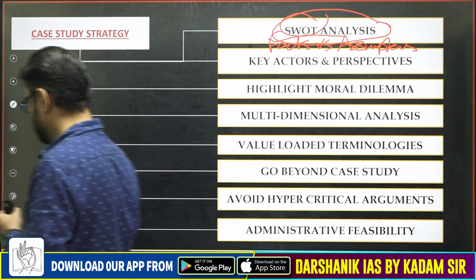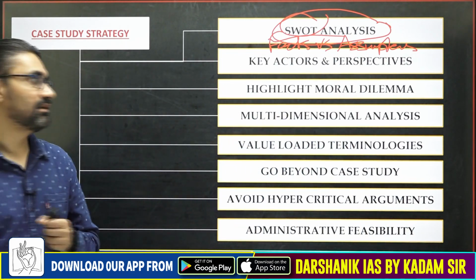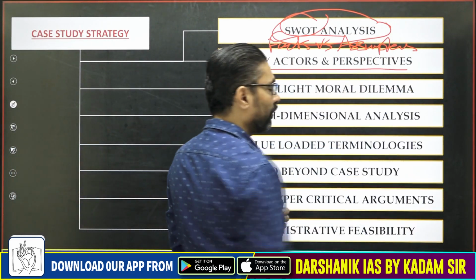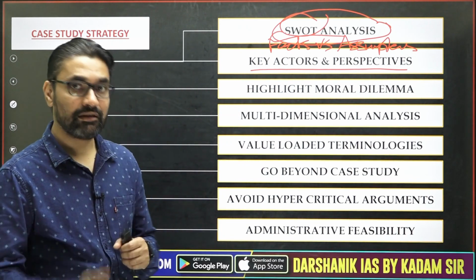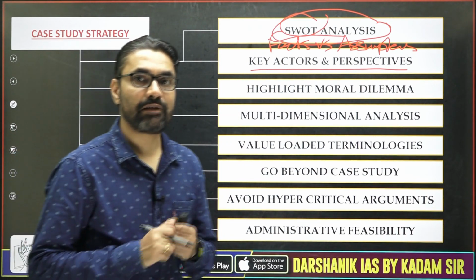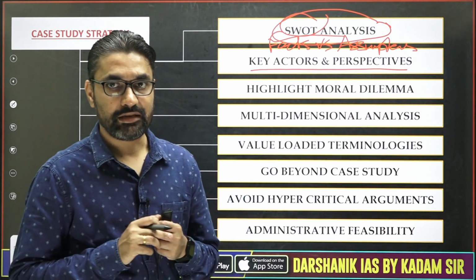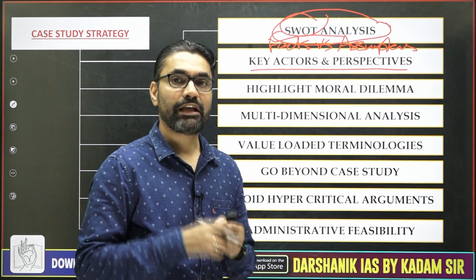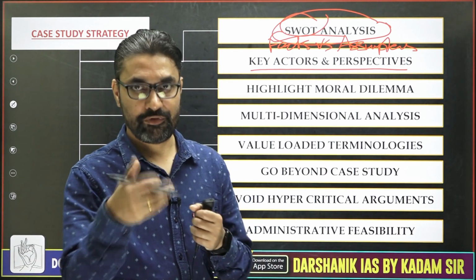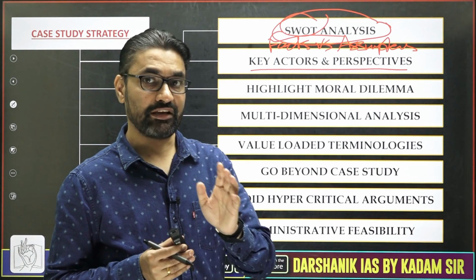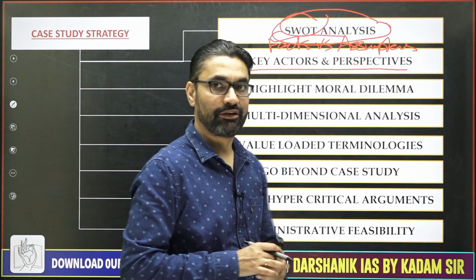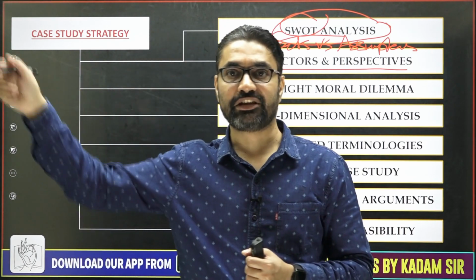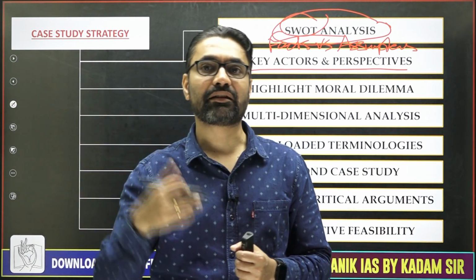Now guys, the next part after the SWOT analysis is key actors and perspective. You need to focus on this second aspect. What I mean by that is, when you write the answer to the case study, the first thing you need to draw before starting the answer, in most of the case studies, is key actors and perspectives. Just add a heading or subheading and start your answer with that. So who are the key actors and perspectives?